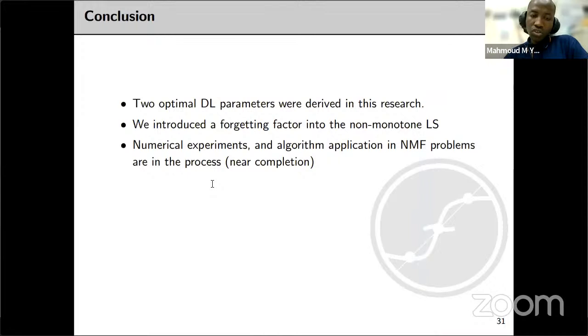Okay. So in conclusion, we discuss and come up with two optimal parameters of the Dai-Liao conjugate gradient method. And then we were also able to introduce what we call a forgetting factor term. This is what we attempted to do in this work, besides the derivation of the optimal parameters. And secondly, we are working towards numerical experimentation and implementing the previous algorithms of non-negative matrix factorization. This work is near completion, almost 90% so far.